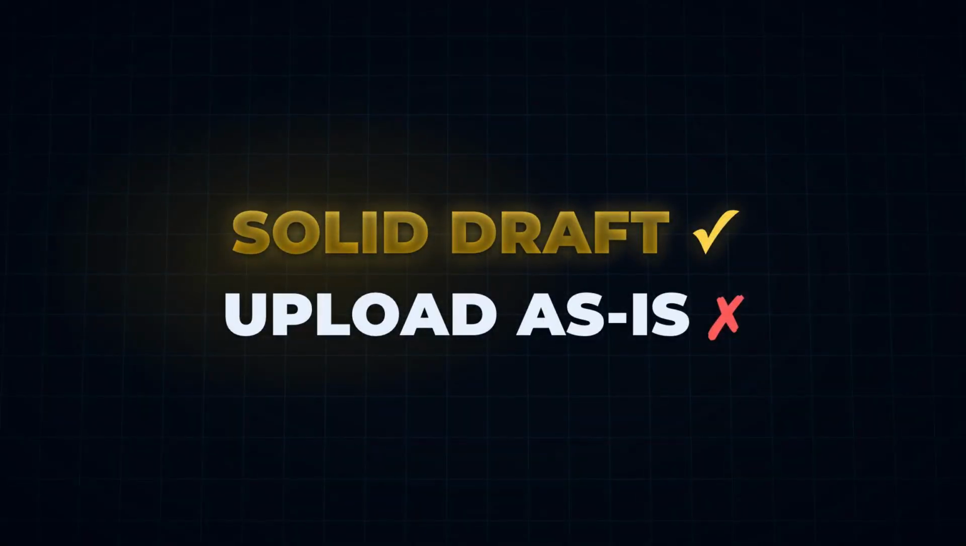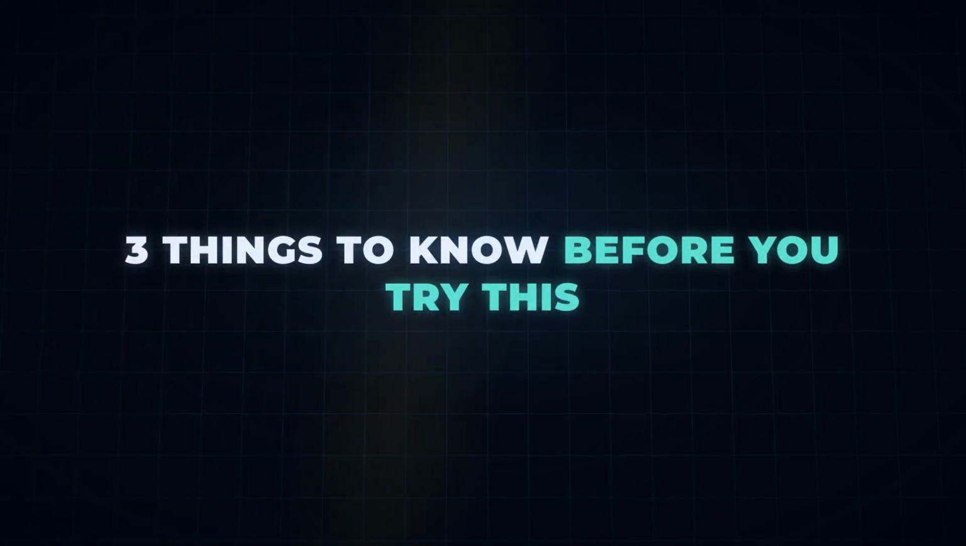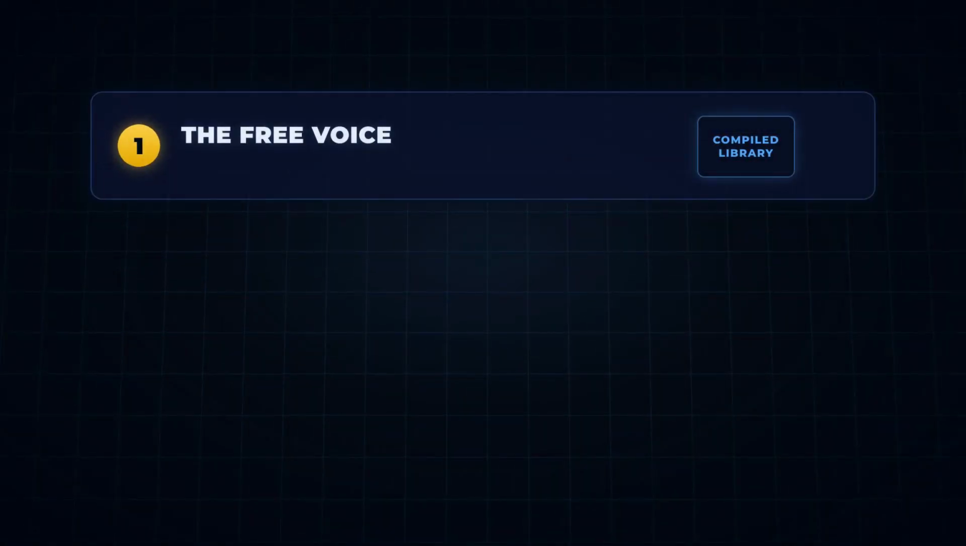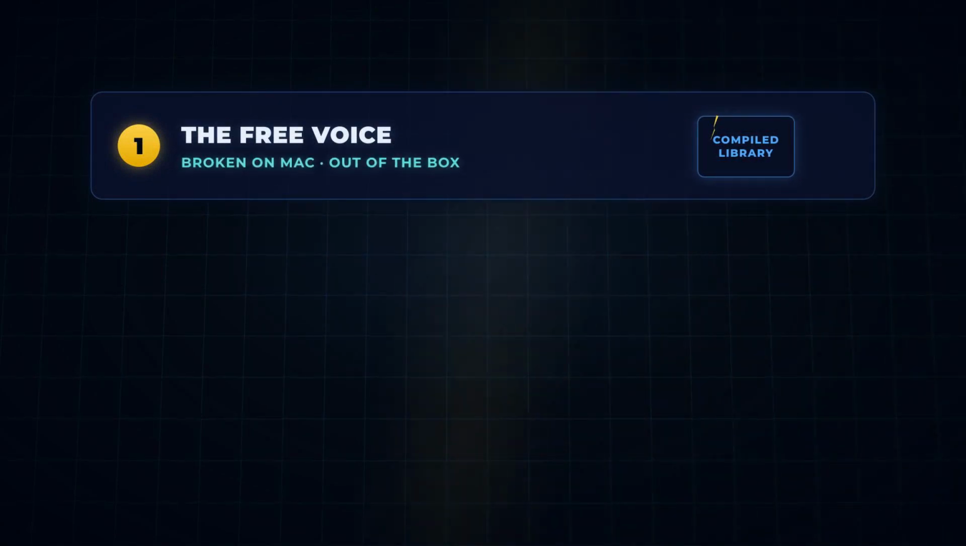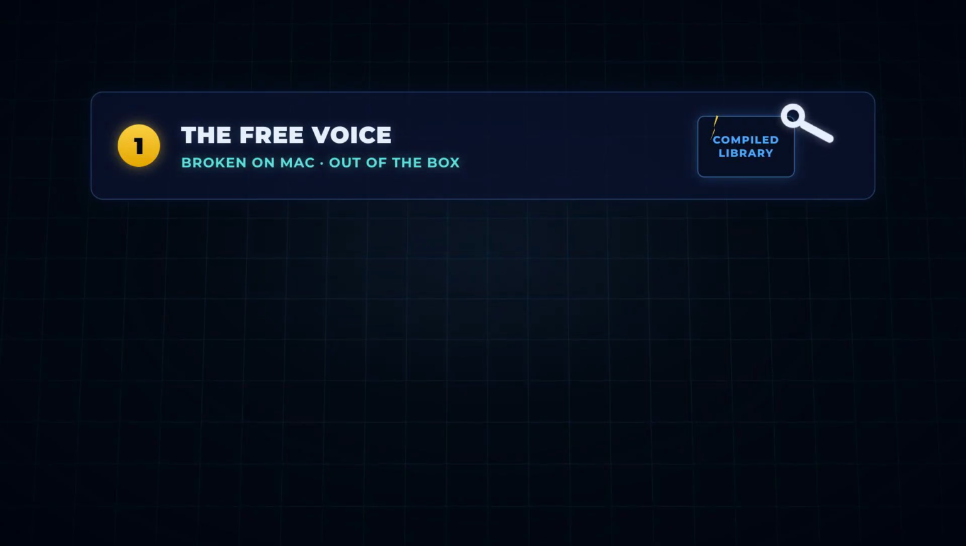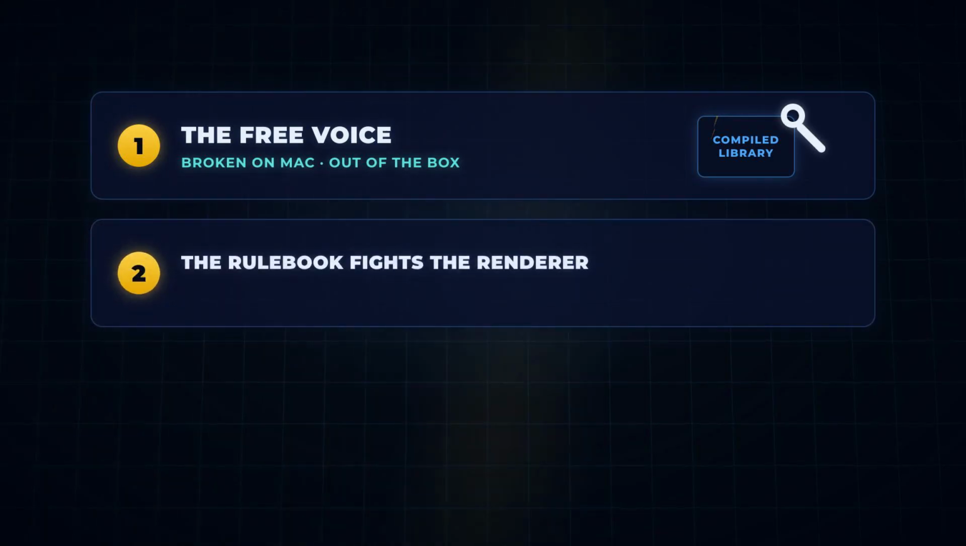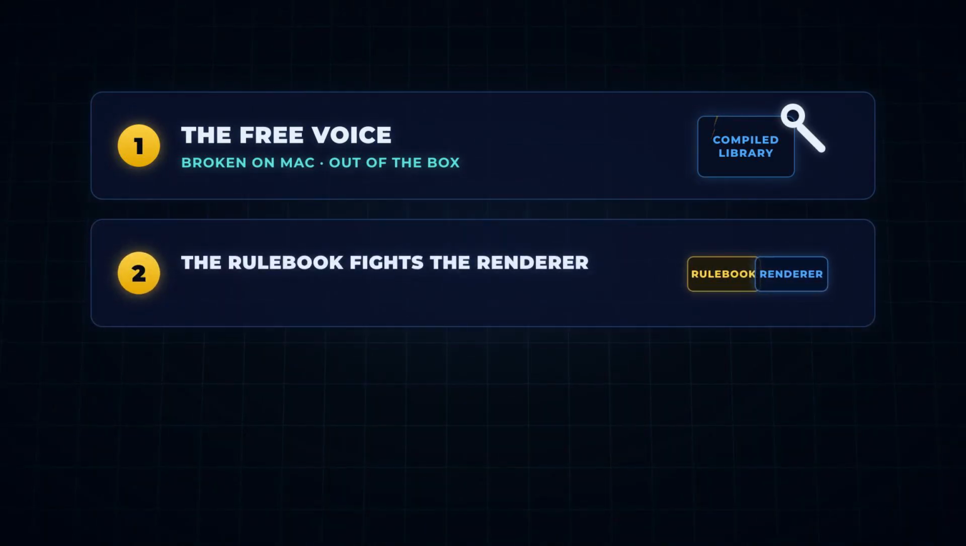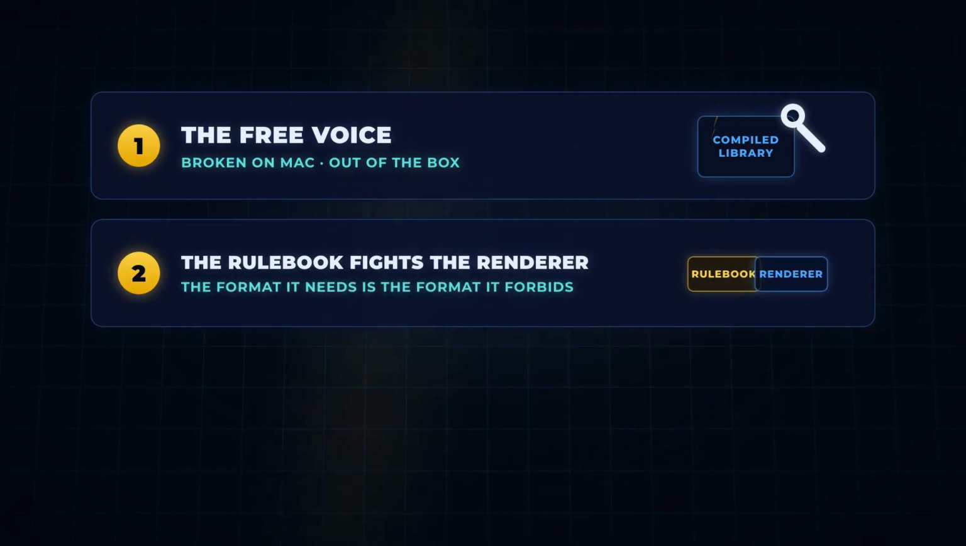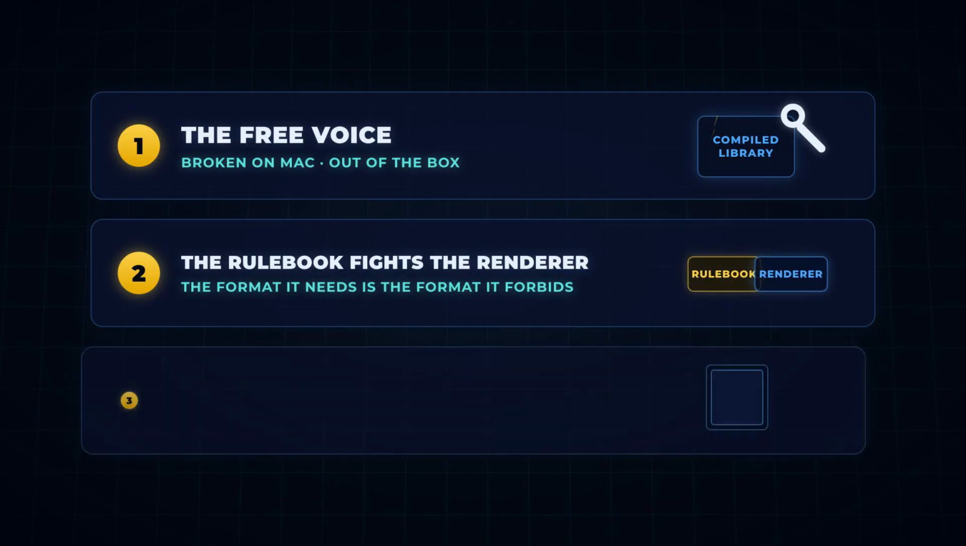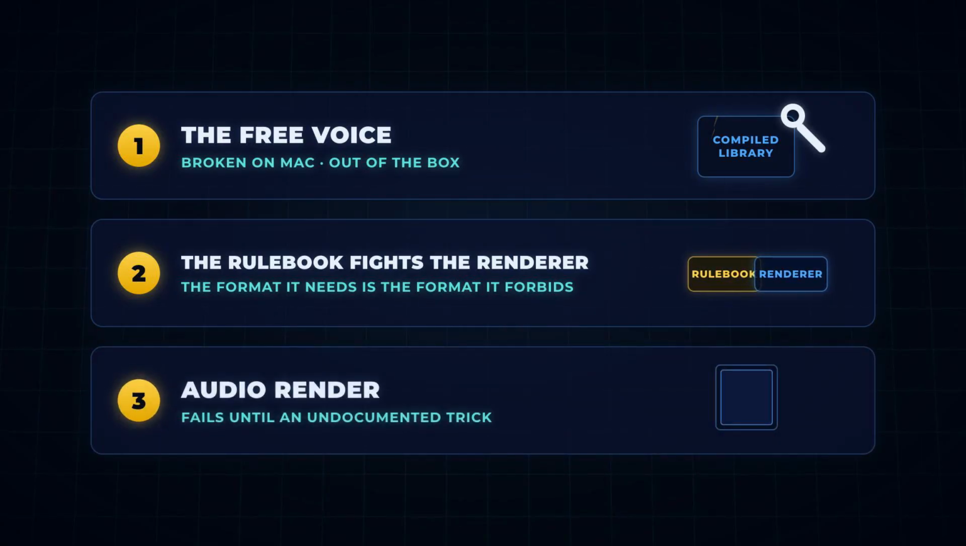It is not something I'd upload as is, and getting there was bumpier than the README suggests. 3 things you should know before you try this. 1. The free voice, the entire $0 narration story on a Mac, was broken out of the box. My agent had to literally perform surgery on a compiled library just to make it speak. 2. The free rendering path argues with its own rulebook. The format the renderer wants is the format the pipeline's checker forbids, so the agent has to bend the rules to ship. And 3. The audio render fails until you discover an undocumented trick for where files have to live.